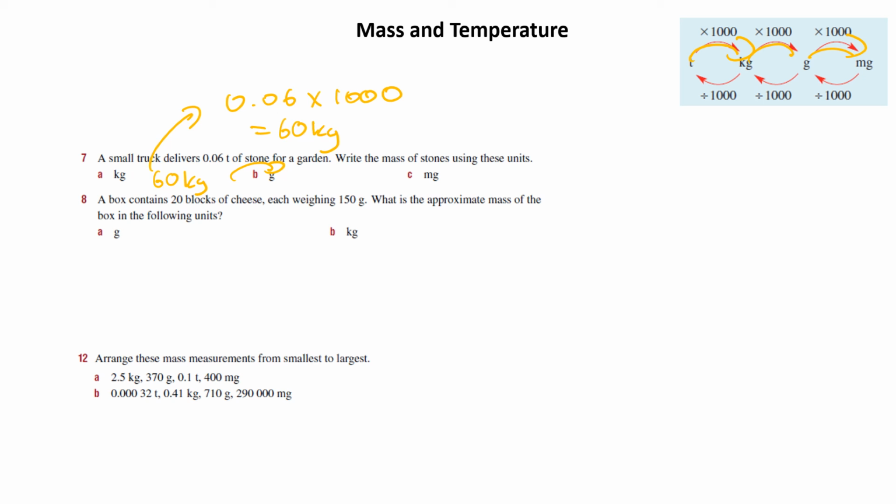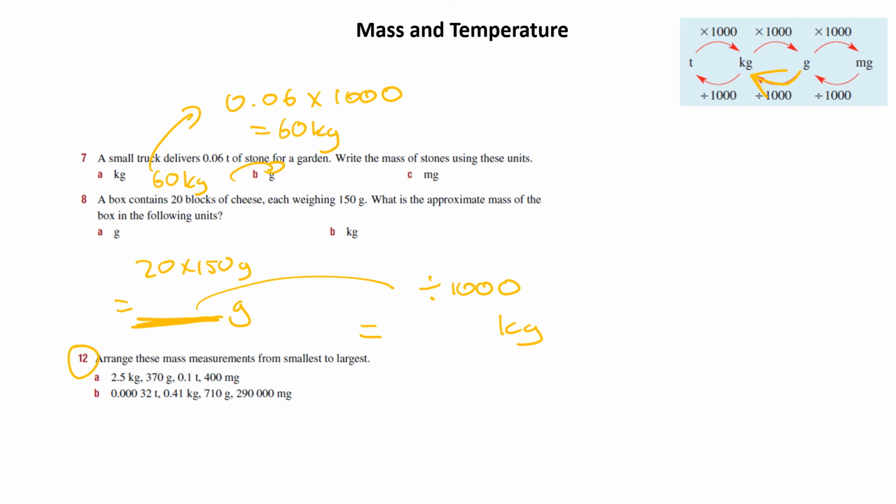A box contains 20 blocks of cheese, each weighing 150 grams. Well, it's going to be 20 times 150 grams, and that's going to give you an answer. And guess what? That's going to be in grams. I'm going to let you work out the answer there. But then you want to go from grams to kilograms. You want to go in this direction. So whatever answer you get here, you're going to divide by 1,000, and that will give you your answer in kilograms.